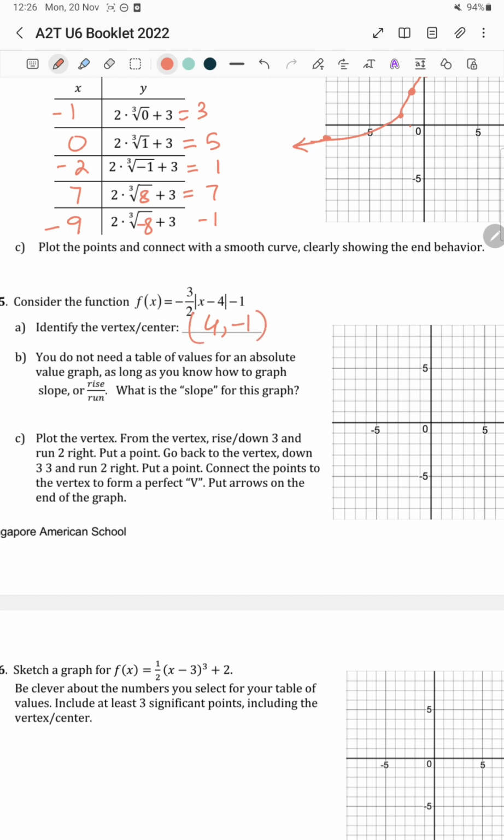You do not need to make a table of values for an absolute value graph as long as you know how to graph using slope, or rise over run. What is the slope of this function? Minus 3 by 2 is the slope. Minus means reflection, 3 means rise, and 2 means run.